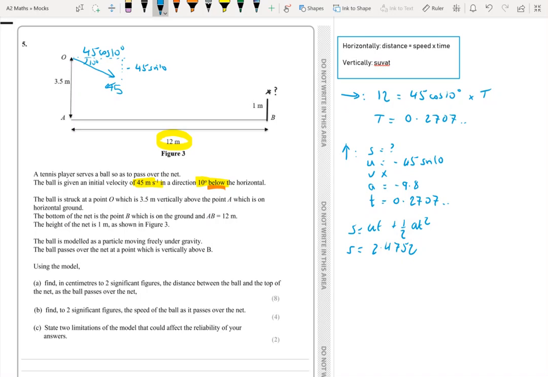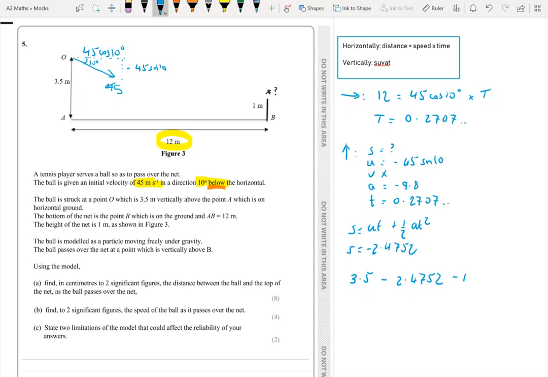Now we have to remember what S means. S measures displacement, so where you are relative to where you started. So, in fact, sorry, that's going to be a negative value because it's negative on the calculator, and that's telling us that we're lower than where we started. We started at a height of 3.5. So we need to subtract the 2.4752. That will tell us how high we are above the ground. Then we also need to subtract the 1, which is the height of the net, to tell us how high are we above the net.